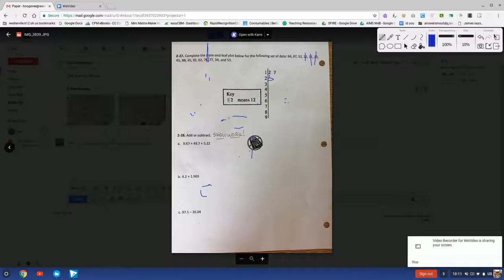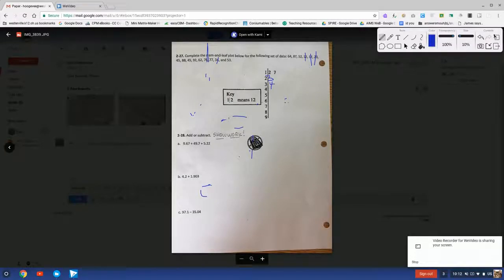Then you move on to your 30s. I look through, I see just 34. So then I would put my 4 along the 3. So I have 34. Do the same, eliminate, make sure you put them in order, and you got your stem and leaf plot. Last but not least, we have our adding and subtracting decimals.